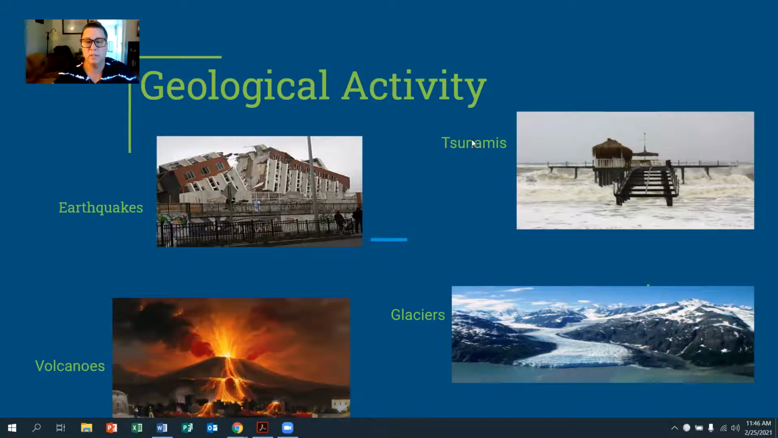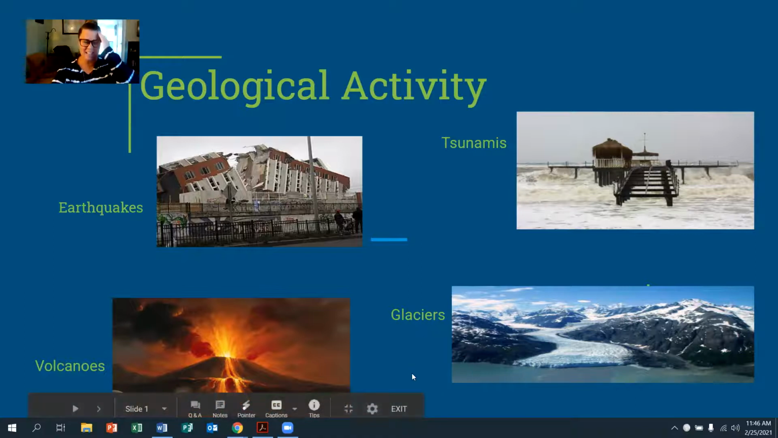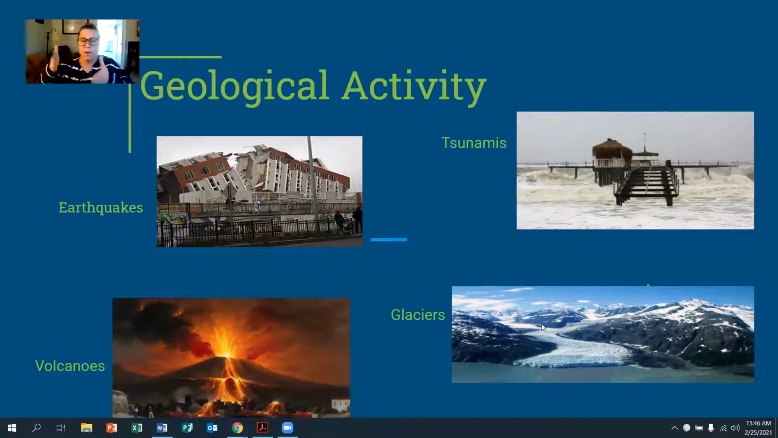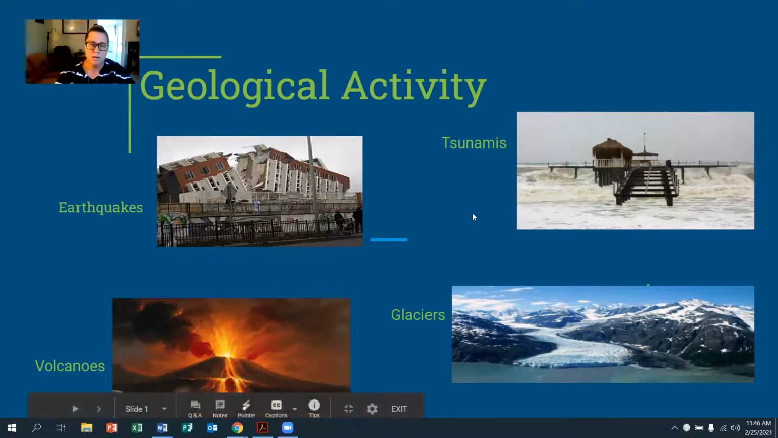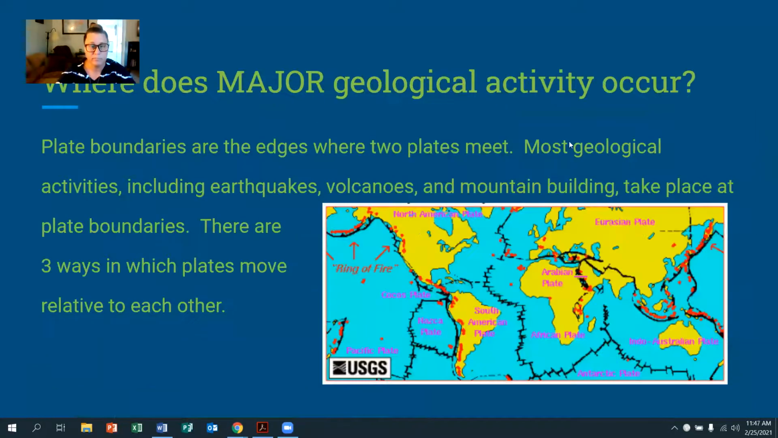Tsunamis are largely related to earthquakes, and glaciers. Glaciers help to indicate that rock evidence that Wegener was talking about, because the glaciers carve out the rock as they move down the slope. So that's not the only geological activity, but there's plenty of others, but we're going to primarily focus on earthquakes and volcanoes.